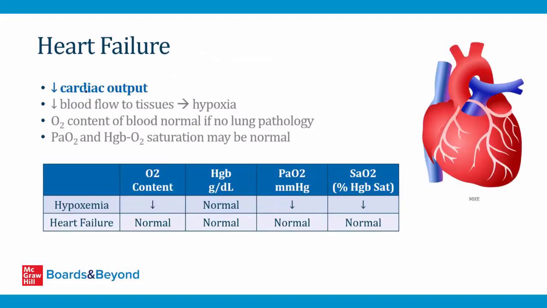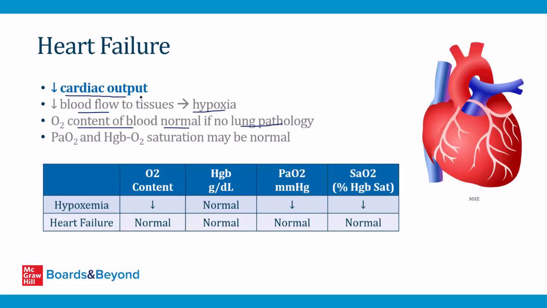So the definition of heart failure is a reduction in the cardiac output, and this is going to lead to a decrease in blood flow to tissues, and that causes hypoxia. But importantly, in heart failure, the oxygen content of blood is normal if there's no lung pathology. Some patients with heart failure have pulmonary edema. This is an example of lung pathology, and that can lead to a reduction in the oxygen content of blood.